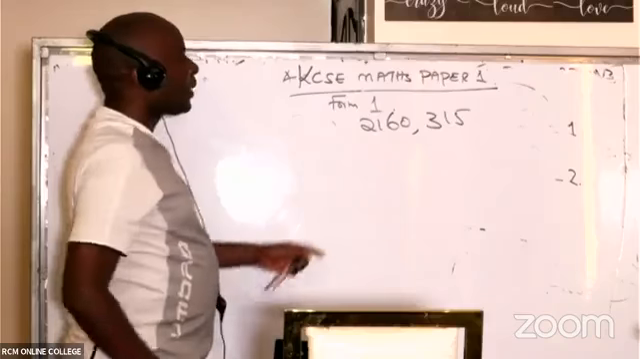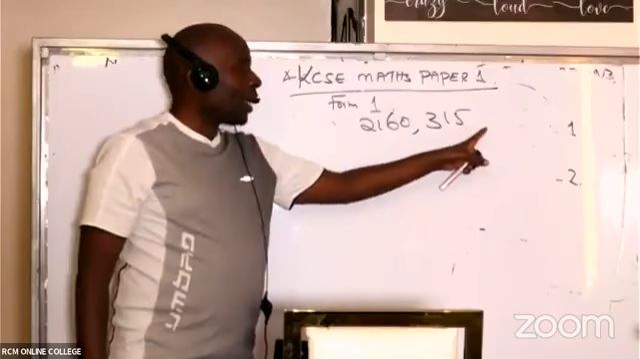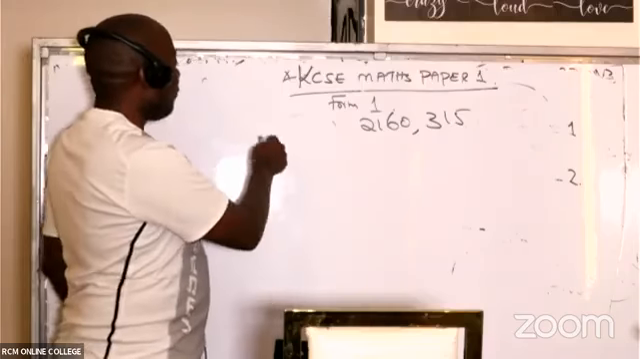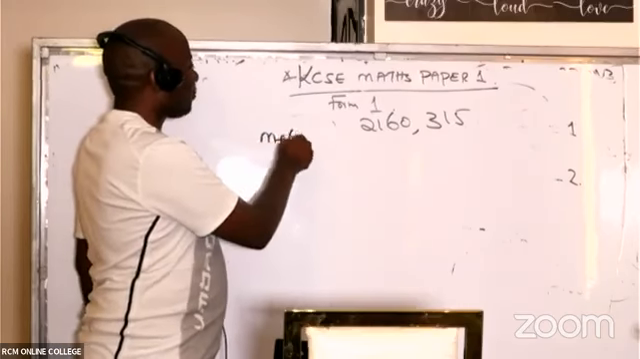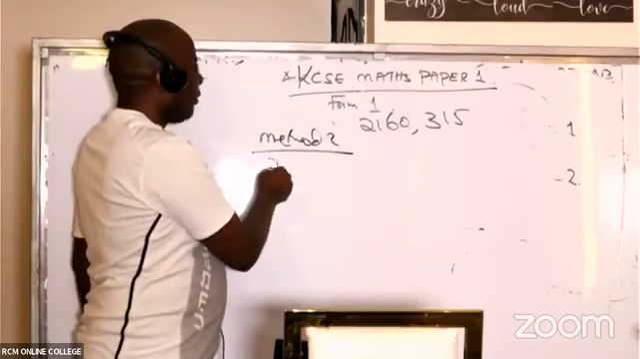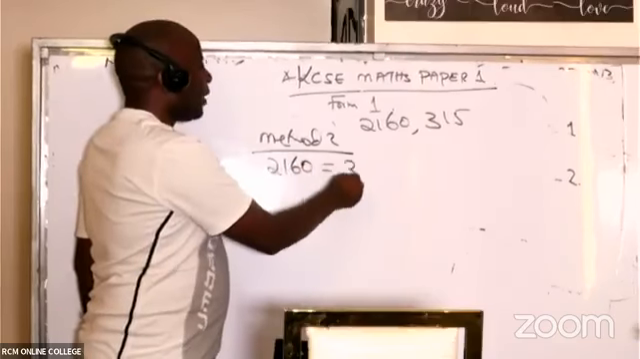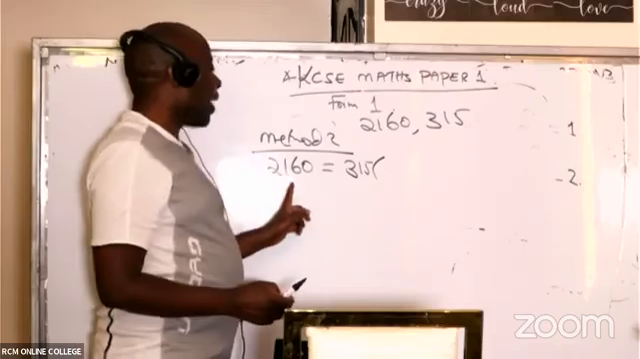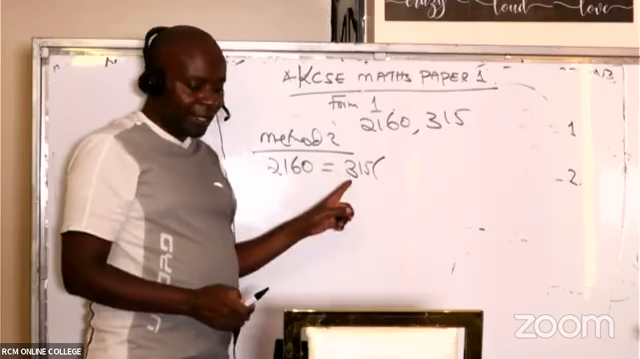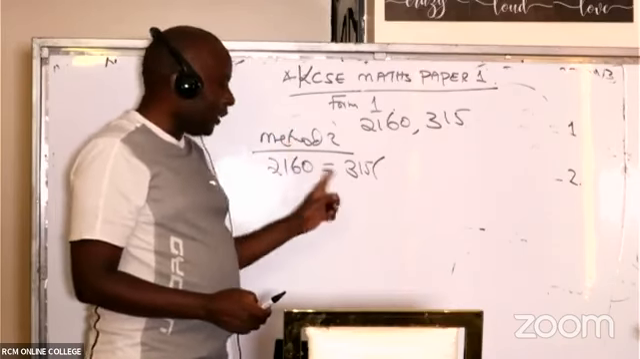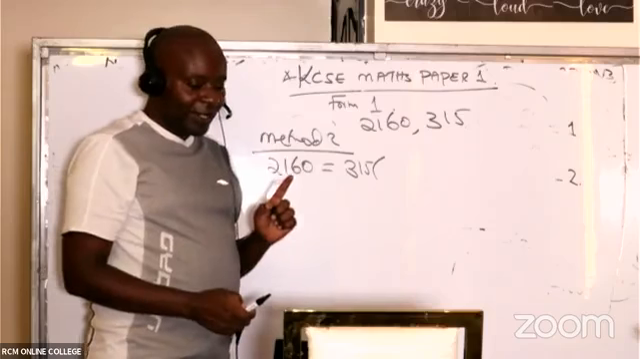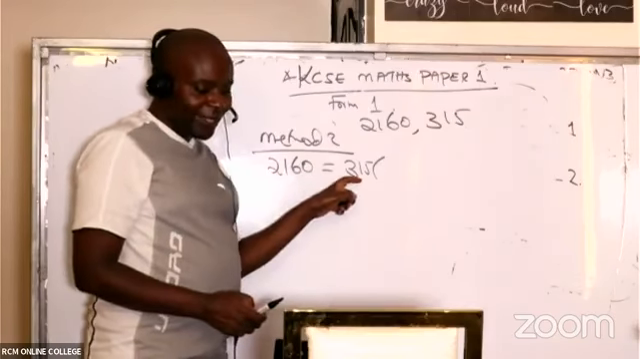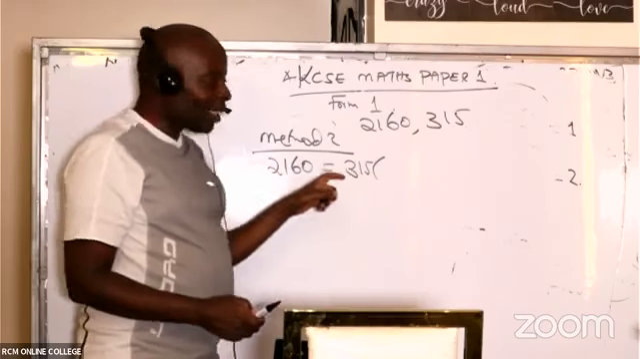because with the tabular approach, if, for example, you have got 3 numbers, it can work. There is this other method I normally see some students using. Method 2: we have 2160 and 315. Then we ask ourselves, 2160 divided by 315 equals what? It's 6.8 something, isn't it?